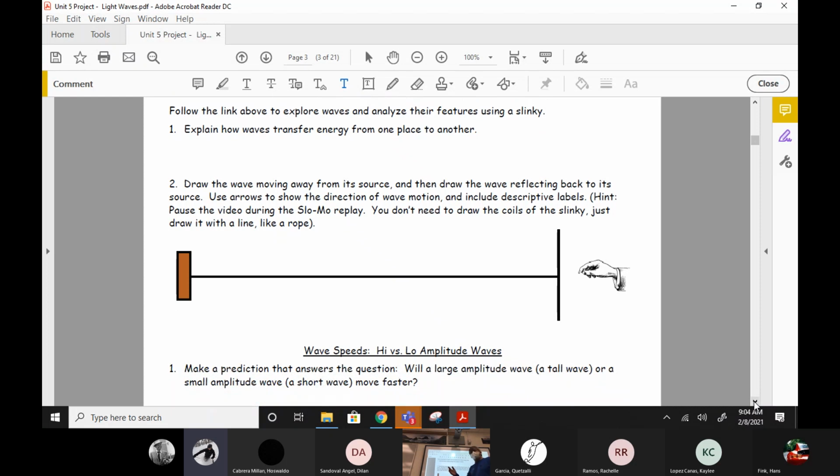Oh, and then it says you don't need to draw the coils. And what I mean by that is you don't have to draw the thing shaped like this, right? Just like a line going up with a wave in it and then coming back.